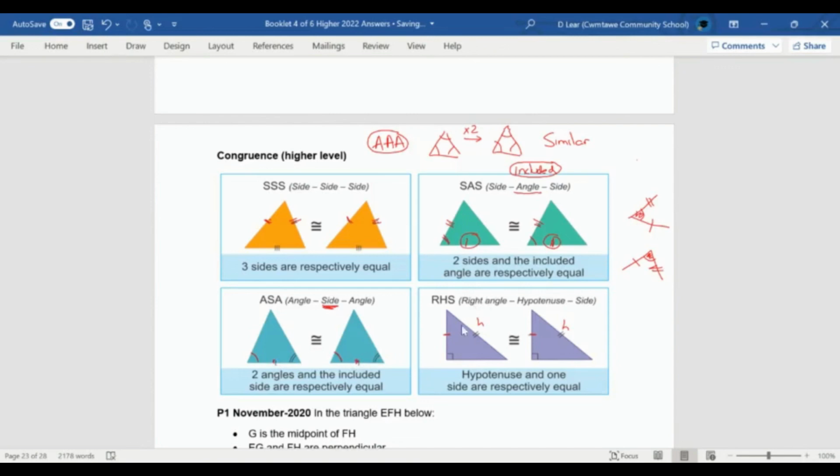And the third one is just for right angle triangles. That they have a right angle, fantastic. That the hypotenuses are equal, okay, and then one other side is equal.